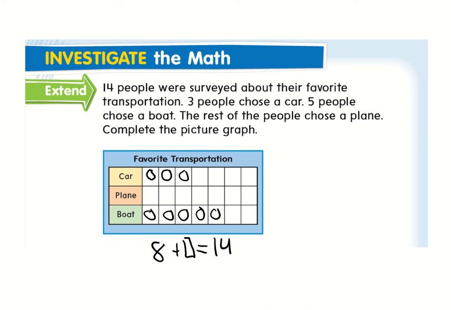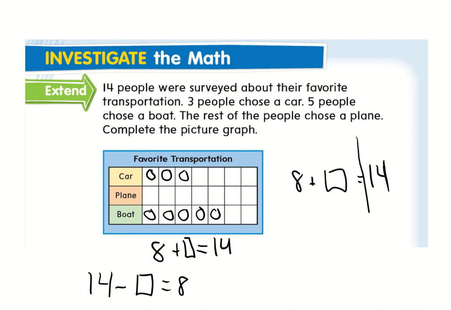Could do it that way. Or I could do it like subtraction. I could do 14 minus something equals 8. So let's try to figure this out. I want to pick the addition one. So let's do 8 plus something equals 14.